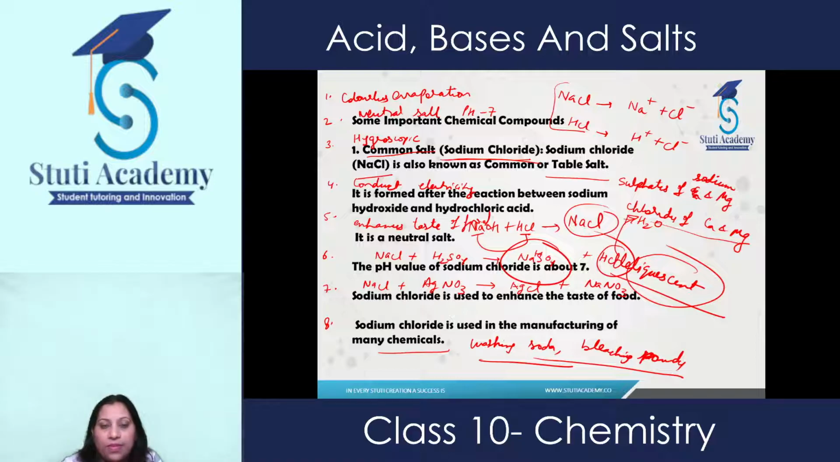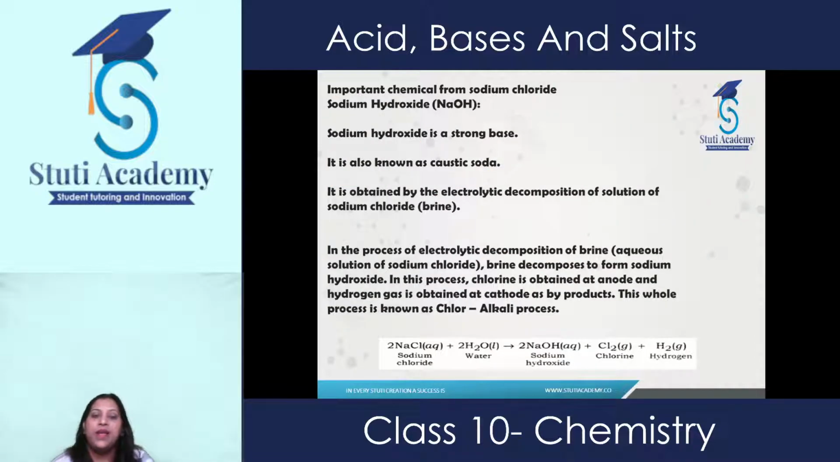And the next important salt is sodium hydroxide, which is also known as caustic soda, and its formula is NaOH. This sodium hydroxide is a strong base. We can prepare sodium hydroxide by electrolytic decomposition, which means by passing electricity through the brine of sodium chloride.